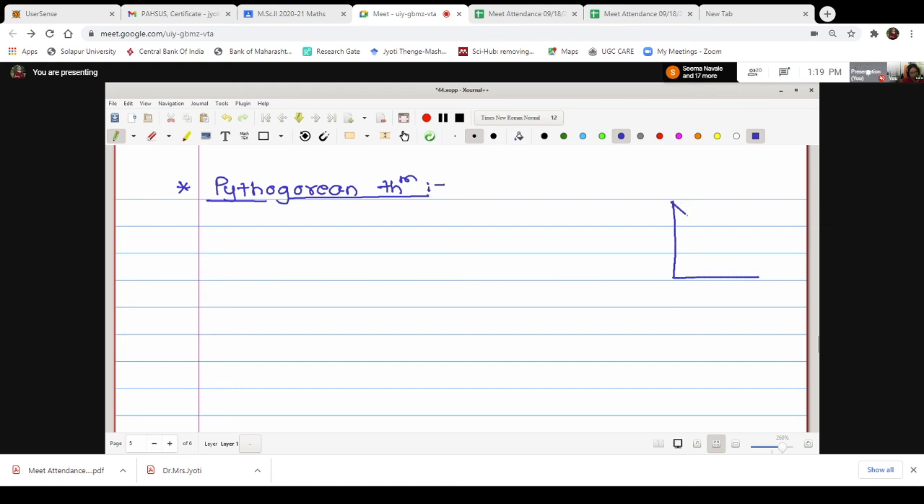Correct? So, the right angled triangle. If a right angled triangle, let me name this as A, B and C. Then what does the theorem say? BC square is equal to AC square plus AB square.